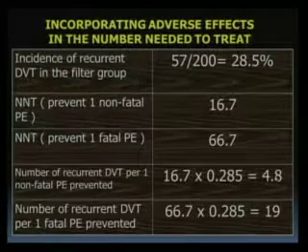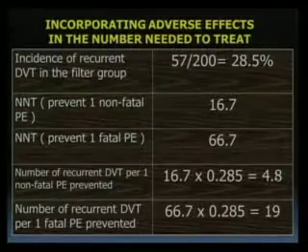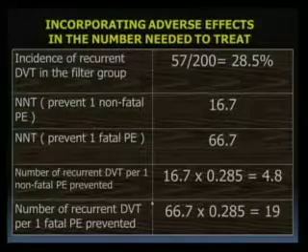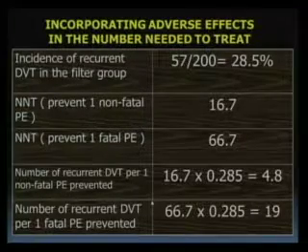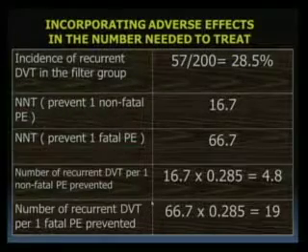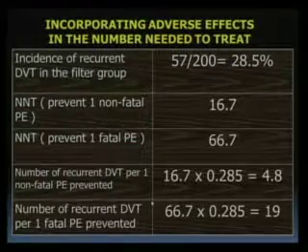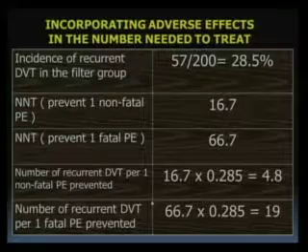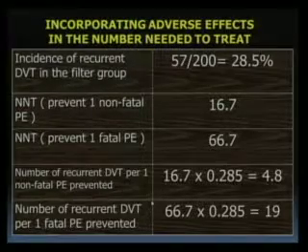How about the fatal pulmonary embolism prevented? Meaning, for every fatal PE I prevent, for every patient I save from dying from PE, I'm causing DVT in 19 patients. It's still, I think, cost effective.